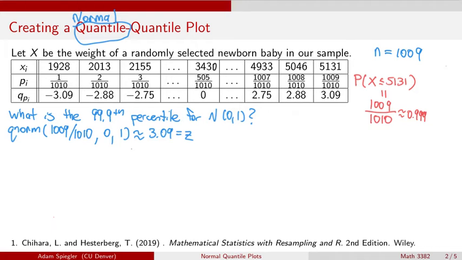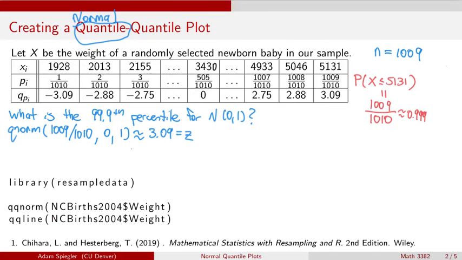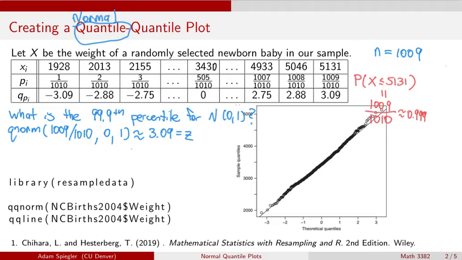And we can create these in R, since we don't want to go through this whole table ourselves, using the following commands. So this loads in the data set where all of these births are, which is called NC births 2004. And then the variable we're looking at is weight. So I do a quantile plot to compare our data with a normal distribution using qqnorm, input the data. We enter a second command, qqline, which we'll see is going to help us interpret the resulting quantile plot. And so when I run these commands in R, you can verify out comes the following plot.